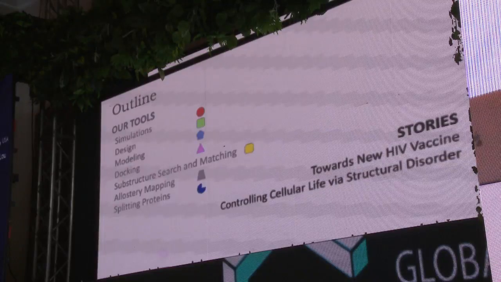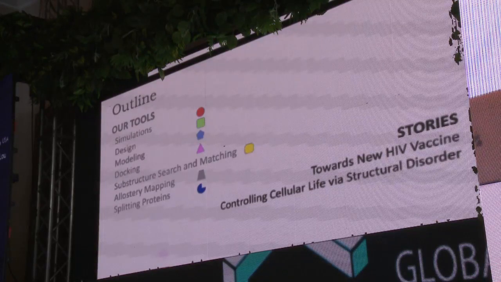Some of them is a new hot story that is currently under review in one of the good journals. And the other one is already published, but it's a really fun story, how we can control cells with light or drugs and make them dance and do whatever we want with them. So let's start with the tools.